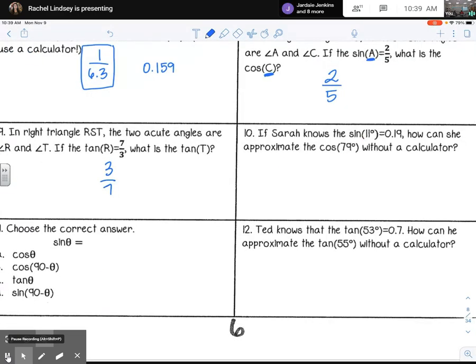If Sarah knows sine of 11 is 0.19, how can she approximate cosine of 79 without a calculator? Since they are complementary angles, they would just be equal. So it would be 0.19.